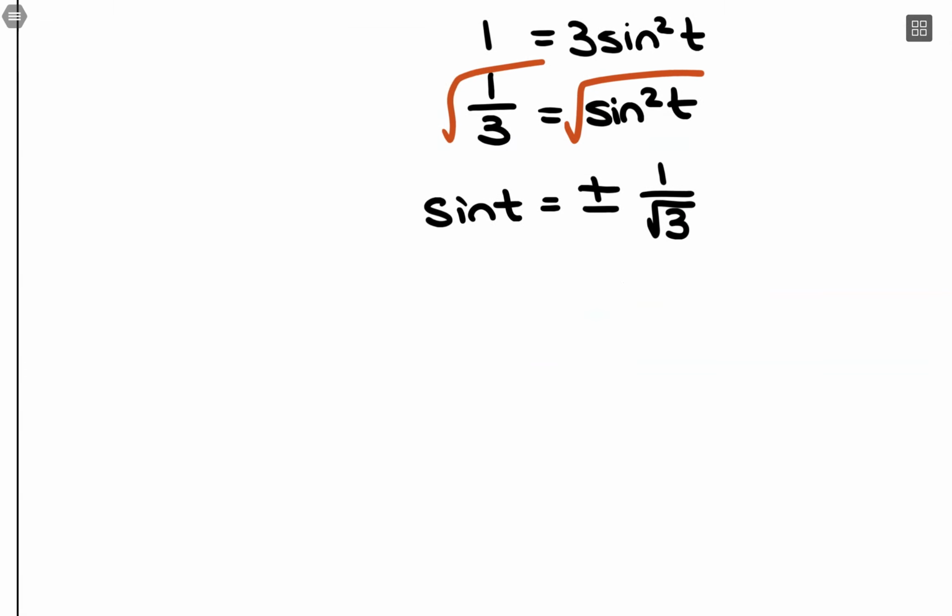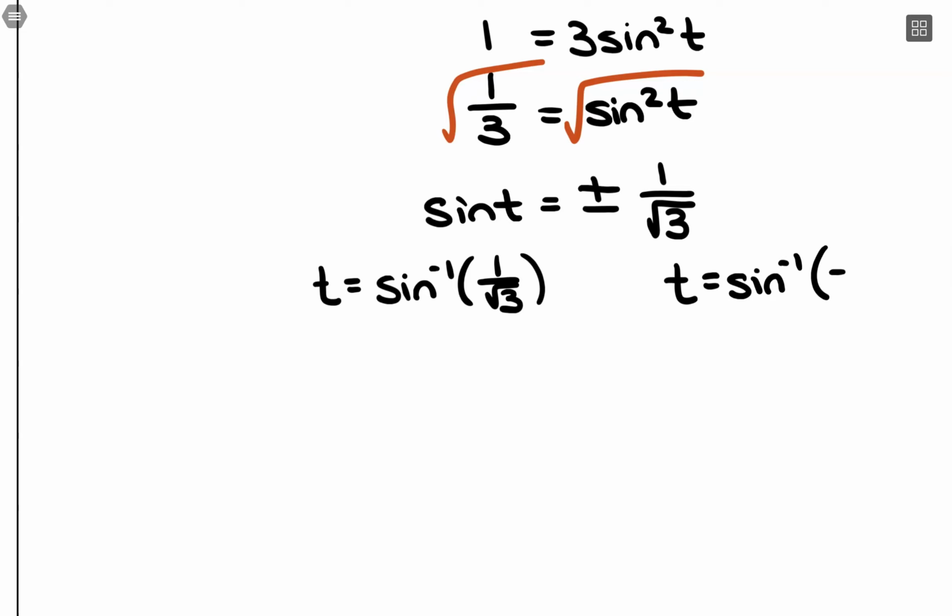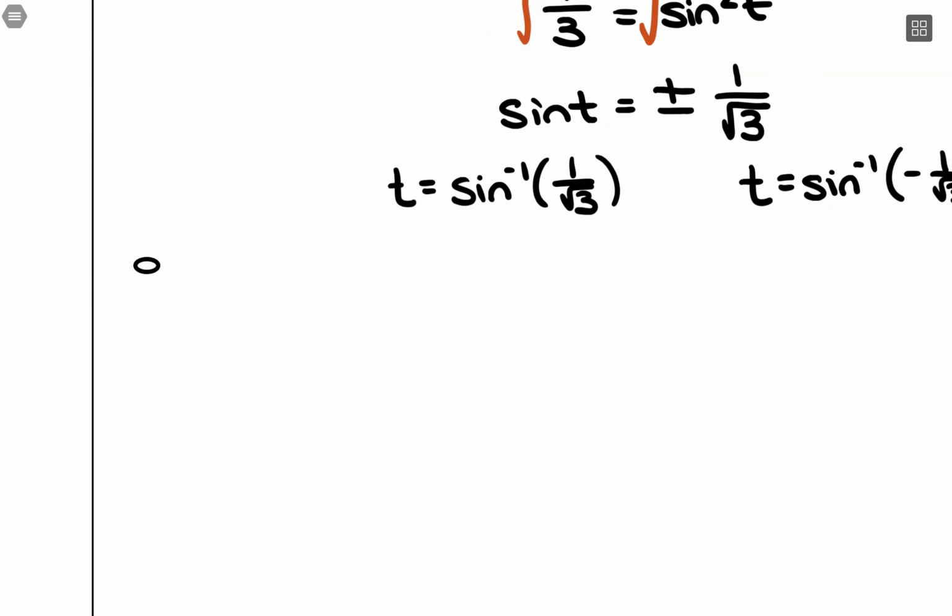So we have two possibilities. We can have a positive y value or negative y value. And if it helps, you can separate it out that way. It's like we're looking for this angle t such that inverse sine of, and then you could have positive 1 over root 3, or we can have inverse sine of negative 1 over root 3. So on my unit circle, what this is looking like.